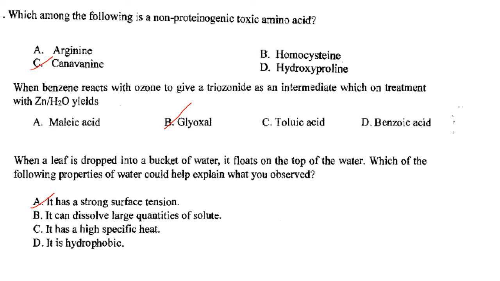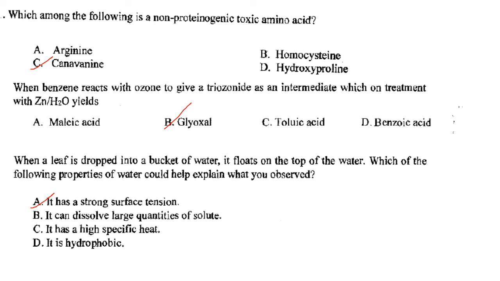Then next, which among the following is a non-proteinogenic toxic amino acid? That is canavanine. This is also a repeated question. Then when benzene reacts with ozone to give triozonide as an intermediate, which on treatment with Zn/H2O yields glyoxal. So answer is option B.